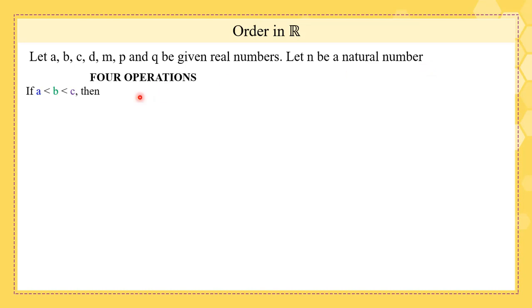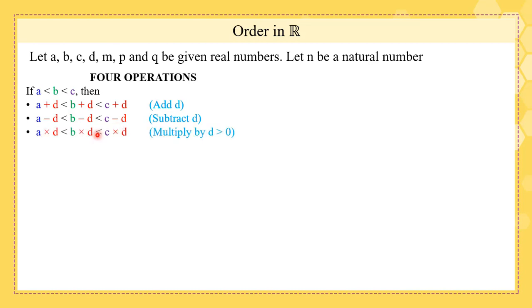For operations. Well, if A is smaller than B smaller than C, then we can add D to the three terms. So we can say that A plus D is smaller than B plus D is smaller than C plus D. We can also subtract D. So we can say that A minus D is smaller than B minus D is smaller than C minus D. We can multiply by D if D is positive. So AD is smaller than BD is smaller than CD.